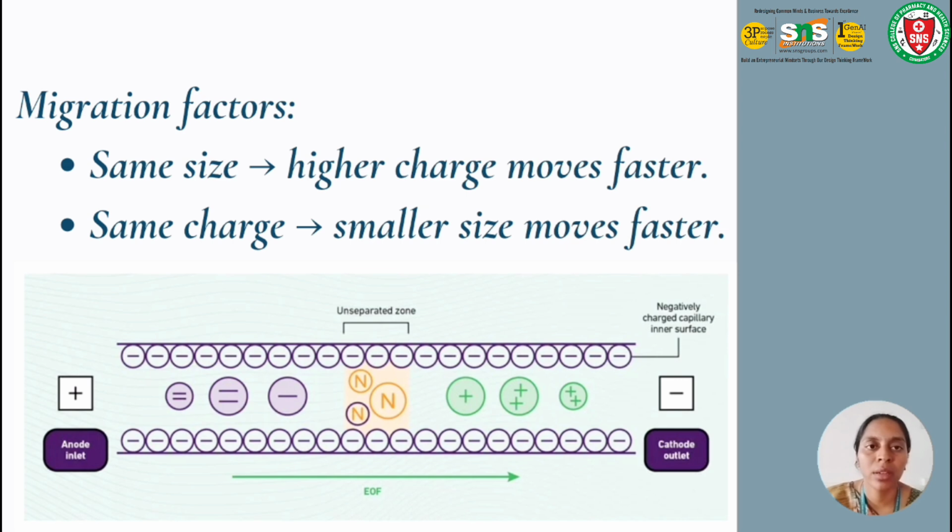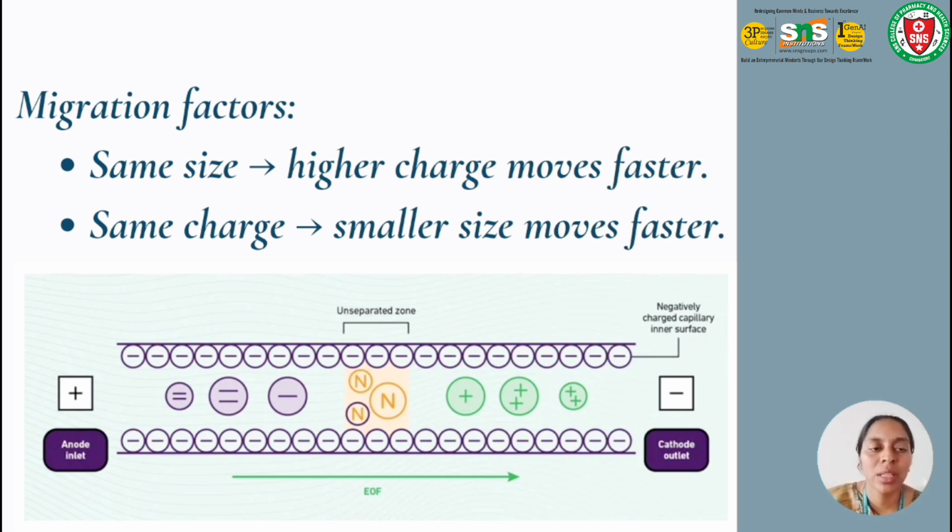Then migration factors. If the samples have the same size, higher charges move faster. Suppose the mixture consists of components of similar sizes, then how will they be separated? They are separated based on their charge. The components with the higher charge move faster. And if they have the same charge, then the small size components move faster.